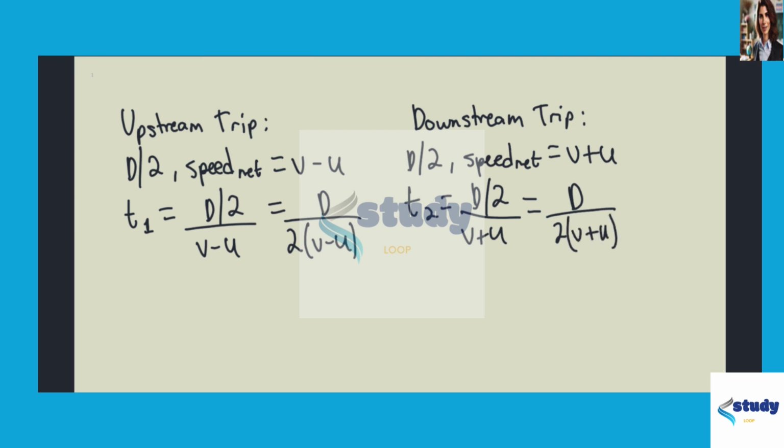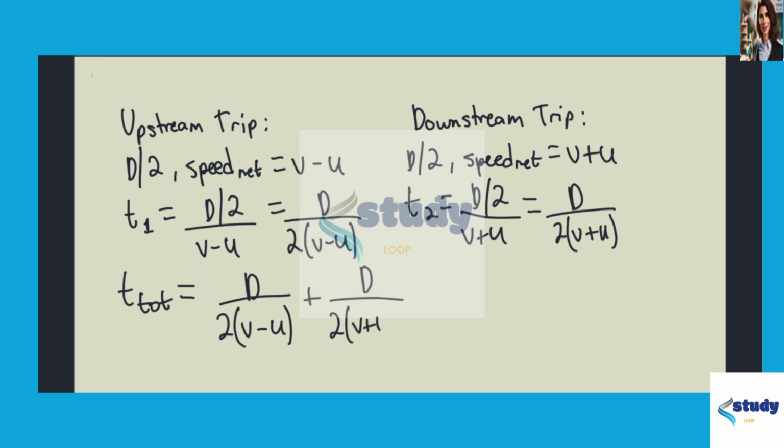And so we can say that the total time would be equal to d over 2 times v minus u plus d over 2 times v plus u, and this is equaling dv divided by v squared minus u squared. So this would equal the total time, and again, this would be for part A.